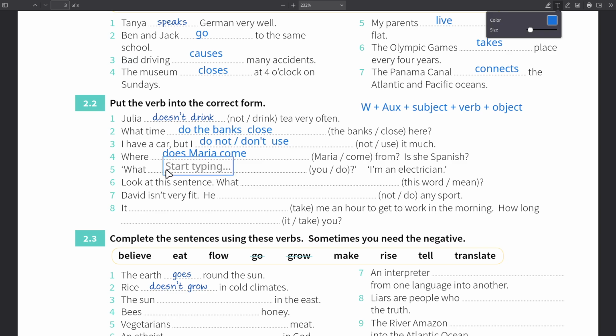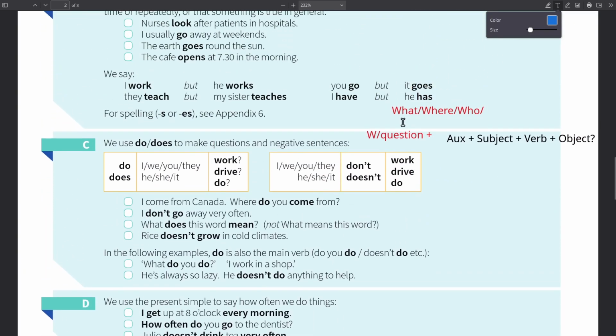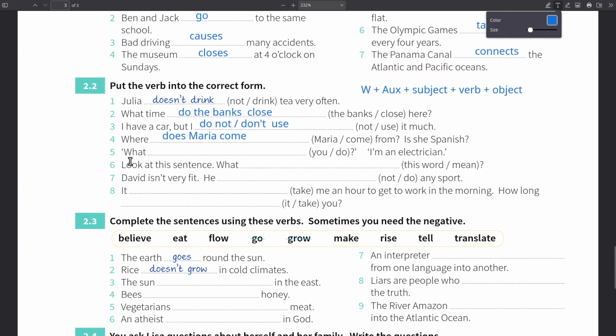What? Our question word is "what". By the way, I forgot one of those question words: what, where, who, place, time. Ah, when. The other question word was "when". Okay, so let's go back.